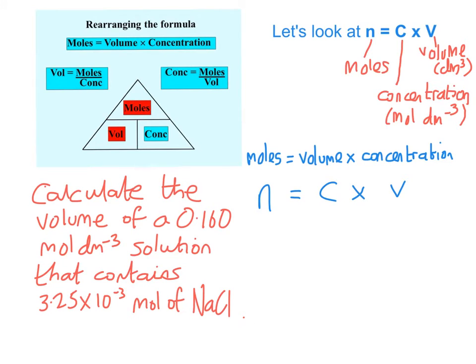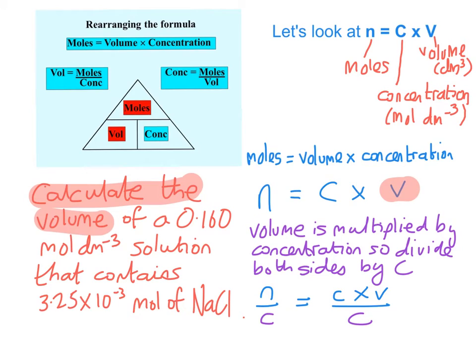Now let's look at an example that actually requires us to rearrange the equation. So looking at the question, let's identify what we're meant to work out. It asks us to calculate the volume, but the volume isn't the subject. So we have to rearrange so the volume is the subject. So what's volume multiplied by? It's multiplied by concentration. So divide both sides by concentration to isolate volume, like I've done at the bottom of the screen.